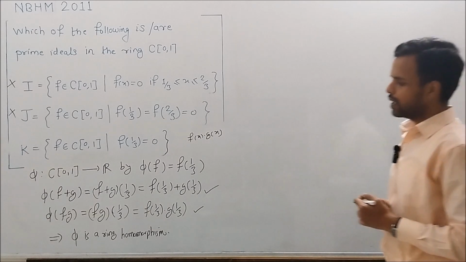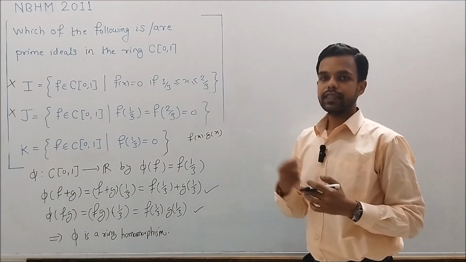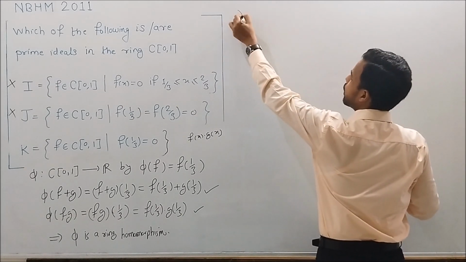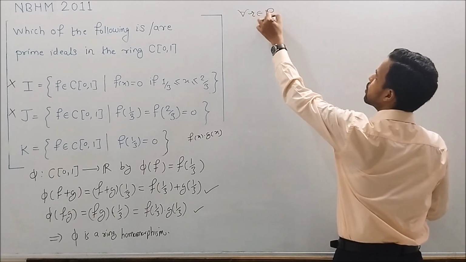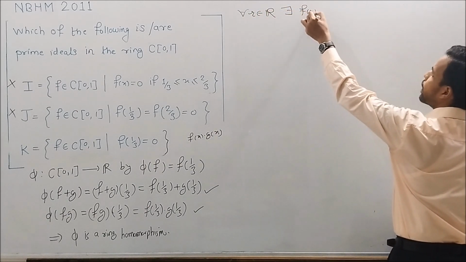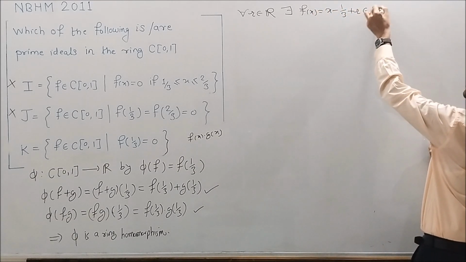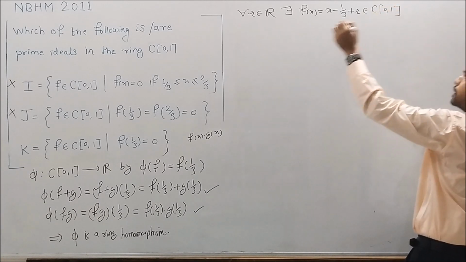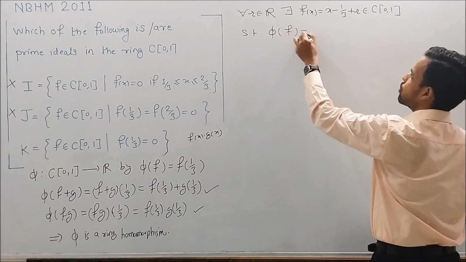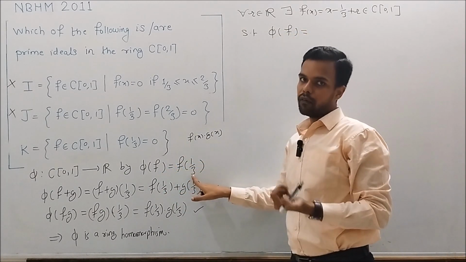Now let us prove that the mapping phi is onto as well. That is, it is an onto map. For this, clearly for every real number r, there exists a function f of x defined by x minus 1 by 3 plus r, which belongs to the ring of continuous functions on the closed interval [0, 1], such that phi maps this function f to f of 1 over 3.